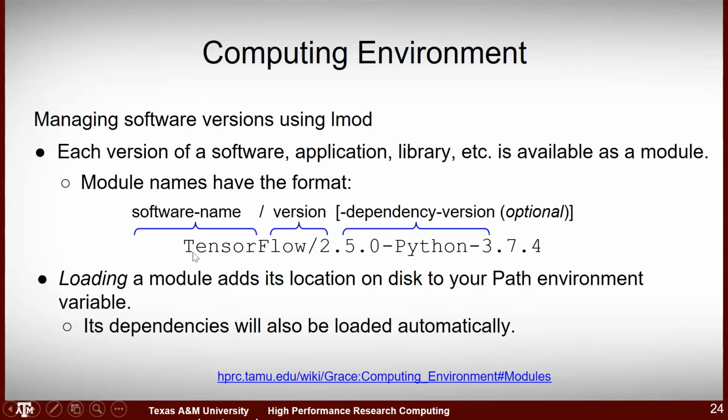Okay, so suppose somebody wanted to install TensorFlow, which is a software. The name of the module would look like TensorFlow, a slash, and then a version number. And then if there's any more information about how it was built, like this version of TensorFlow depends on this version of Python. Dependency is a common build option. That means you install this one first and then you install this one. So if there's a dependency, then it would be after the version, separated by hyphens.